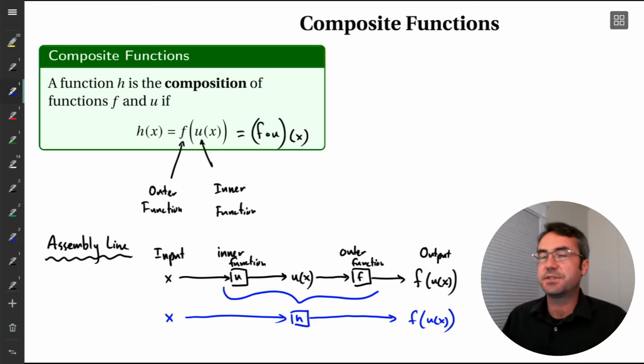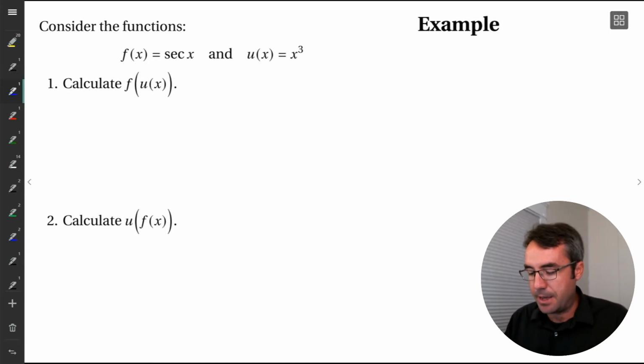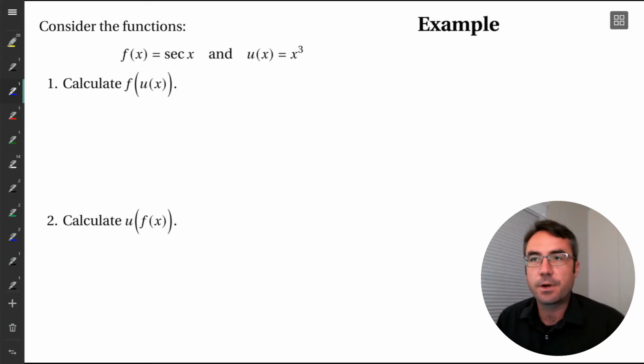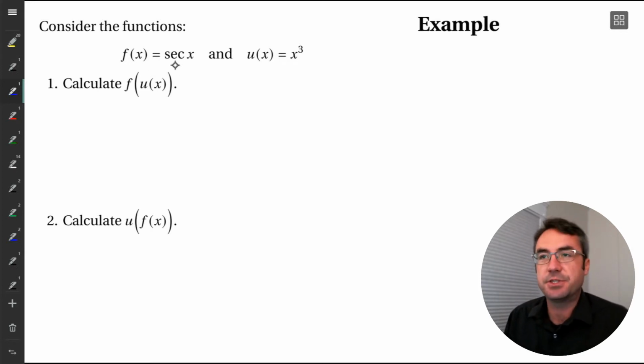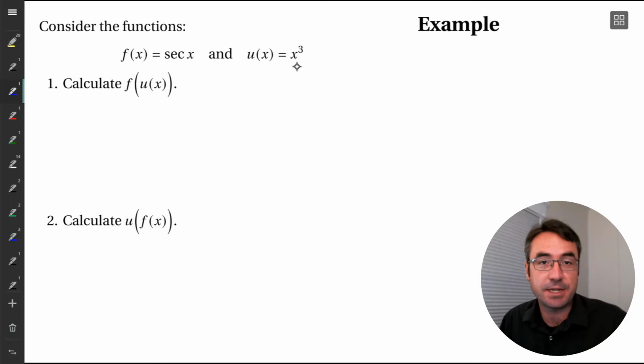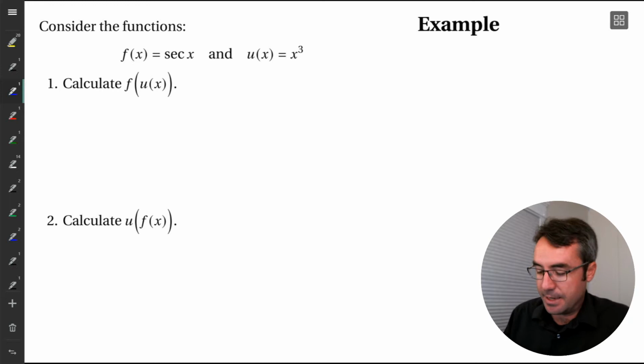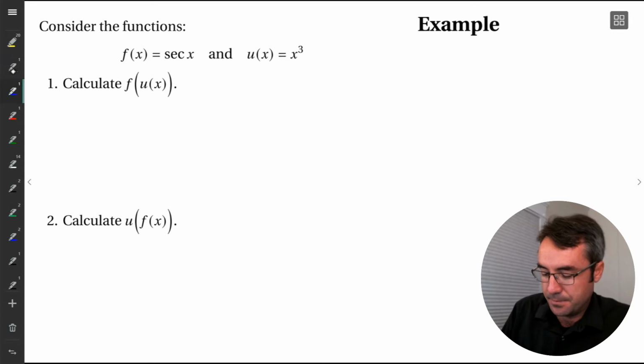All right, so let's do a little bit of examples with these composite functions. In the first one here, we're given two functions, f of x, which is secant x, and u of x, which is x cubed, and we're going to calculate two different compositions. So in the first one here, we're going to calculate f of u of x. And when we look at this, f is the outer function, u is the inner function, the way this is written.